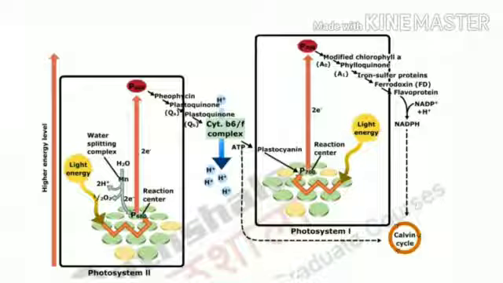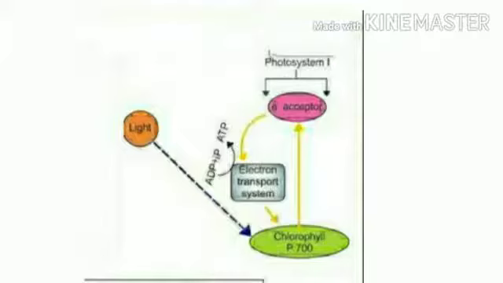Then PS1 is excited by sunlight and the electron is excited and passed through the electron transport system and produces NADPH molecule. This reaction is balanced by splitting of water. This is the non-cyclic photophosphorylation. In cyclic photophosphorylation, electrons are excited from PS1 and create an electron transport system in order to synthesize ATP molecules, and electrons are returned back to PS1. Splitting of water is unnecessary here because electrons are returned.